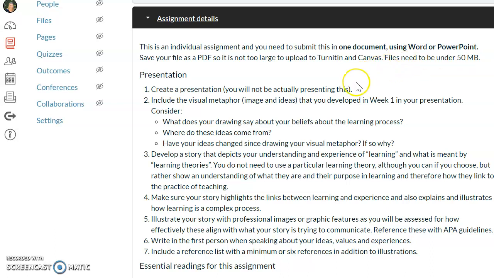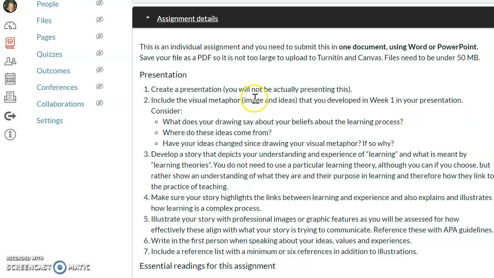So let's look at the presentation. We're asking you, number 1, to create a presentation. So you are not actually presenting it, but you'll be creating this document for submission. Number 2, we're asking you to include a visual metaphor, which we covered in week 1. So your discussions with your learning group will be really useful there.